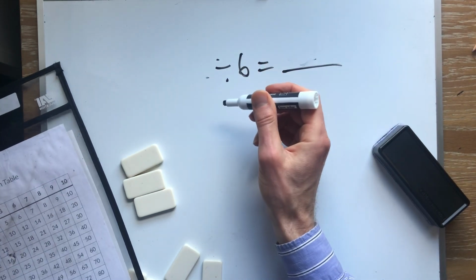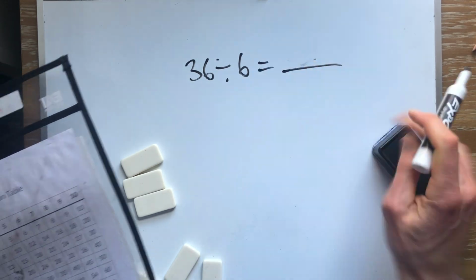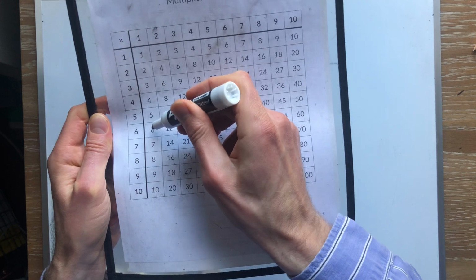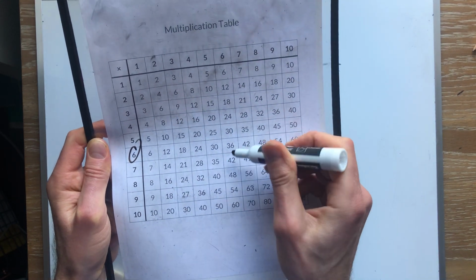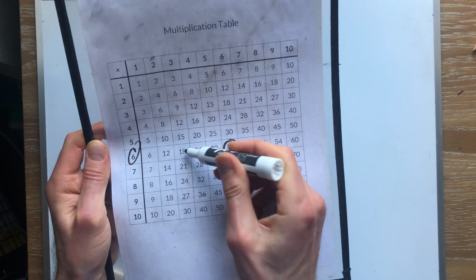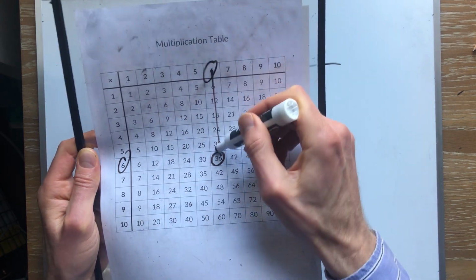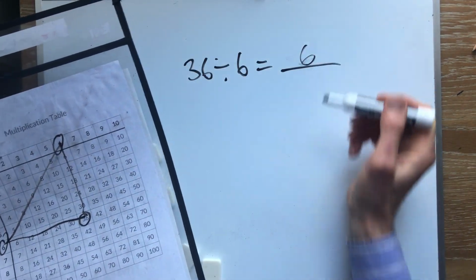Or if it's 36, 6 times what equals 36? Find your 6s. 6, oh, there's 36 right there. 1 6, 2 6s, 3 6s, 4 6s, 5 6s, 6 6s. So 6 times 6 is 36. So 36 divided by 6 is 6.